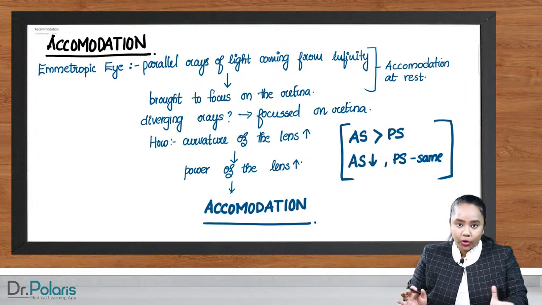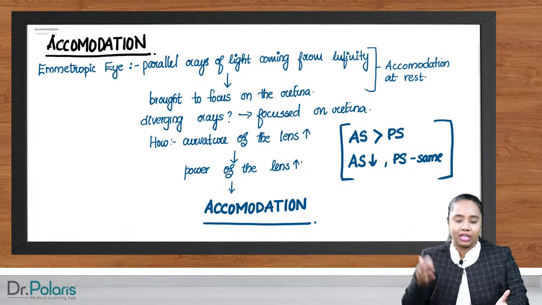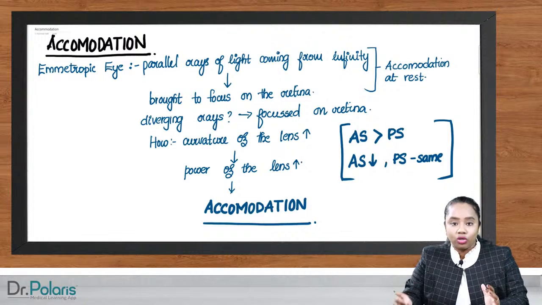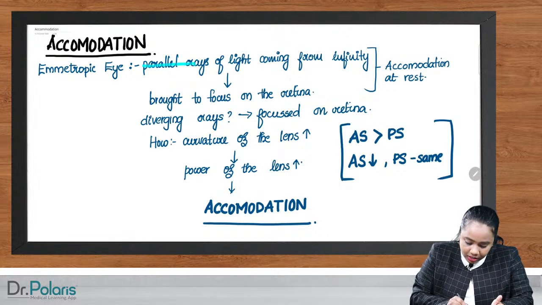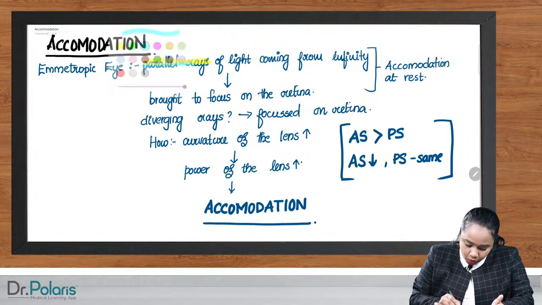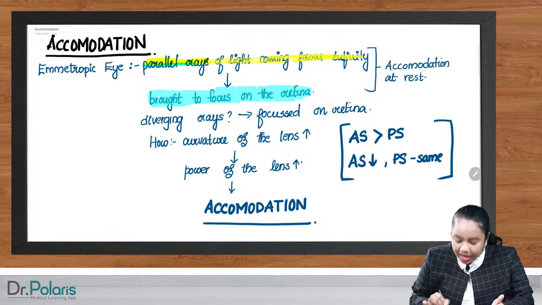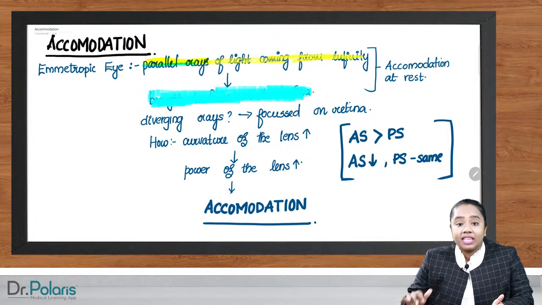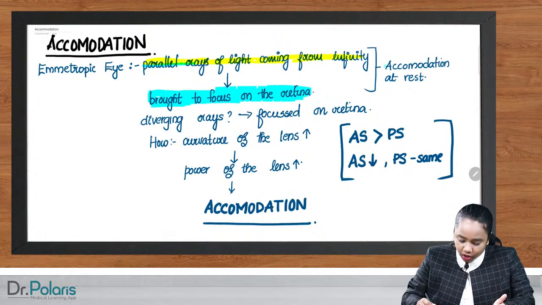Normally, we all know that any parallel rays of light coming from infinity are always brought to a point on the retina. That point is called the focus. All the parallel rays are merged at that one point. Now, this happens when the accommodation power of the eye is at rest. That is, accommodation is not working at all.